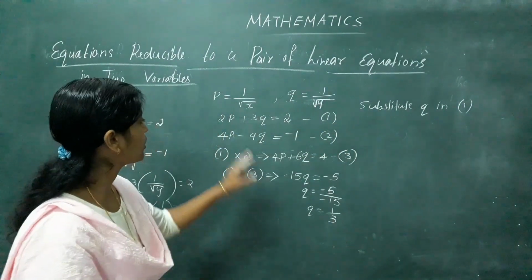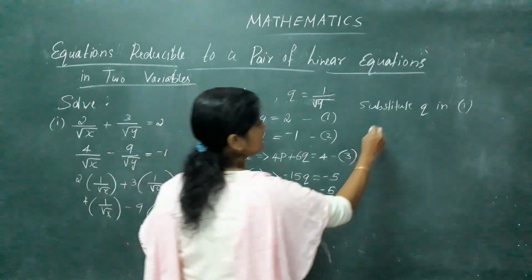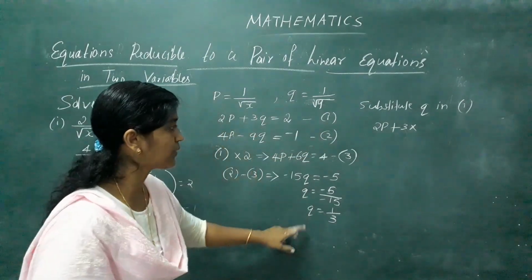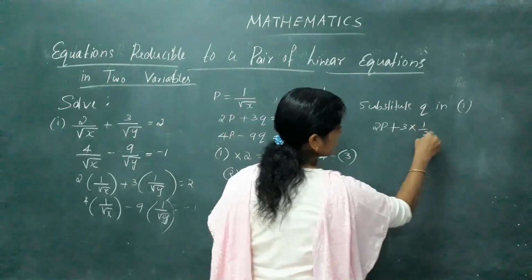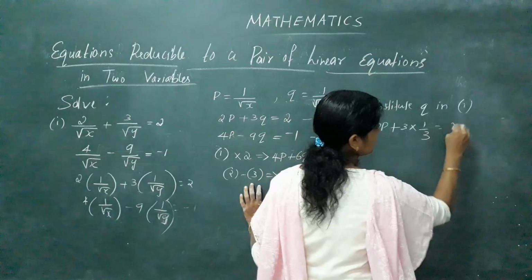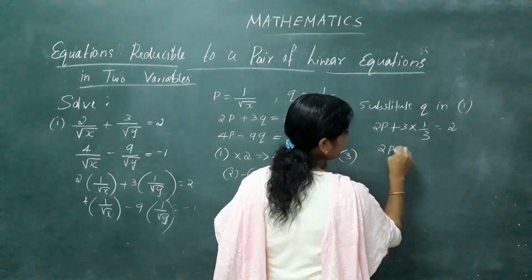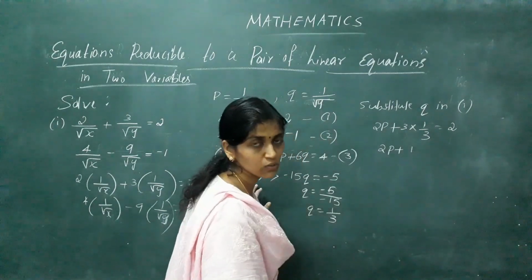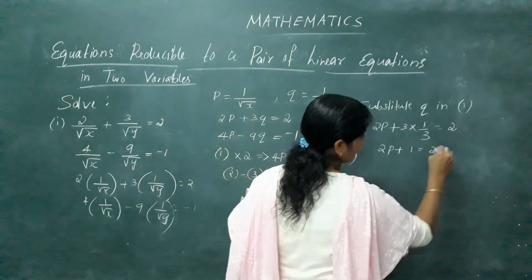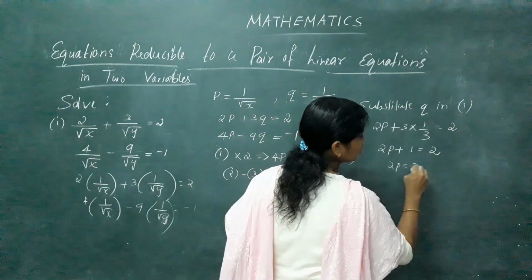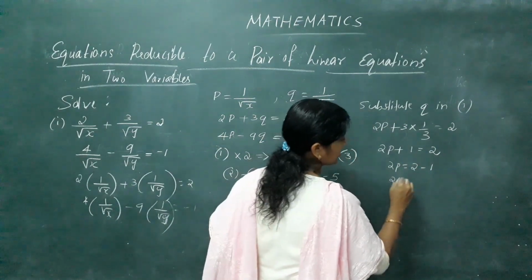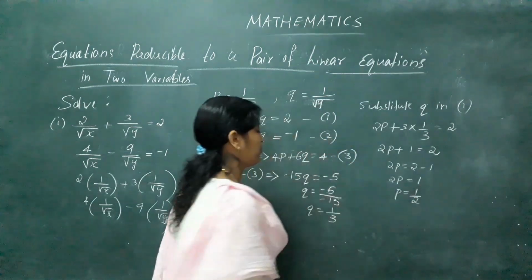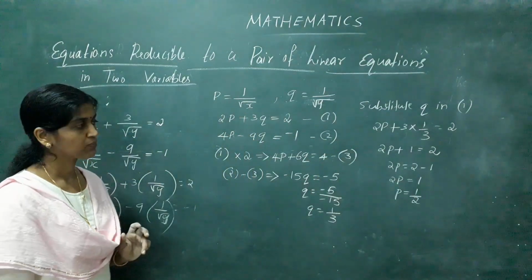Okay. So substituting q in equation number 1, I get 2p plus 3 into 3q, that is q is 1 by 3. So 1 by 3, that's equal to 2. So I get 2p plus 3 will get cancelled, which is 1. 3 by 3 is 1, which is equal to 2. So I get 2p is equal to 2 minus 1. 2p is equal to 1. P is equal to 1 by 2. I got the value of p is equal to 1 by 2.